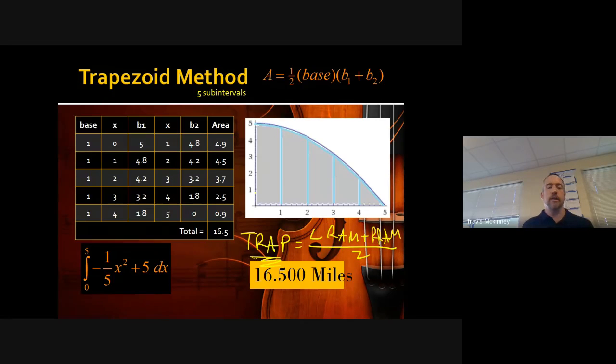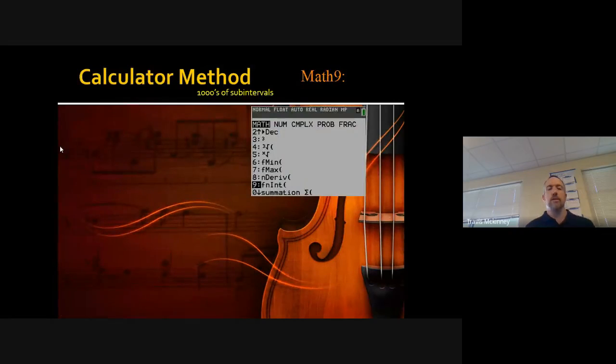Now, on the AP exam, it's a very common thing to ask you if you did an overestimate or an underestimate. And it's going to be based on whether your function is increasing or decreasing. And I got a little ahead of myself.